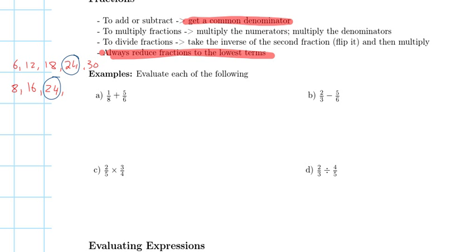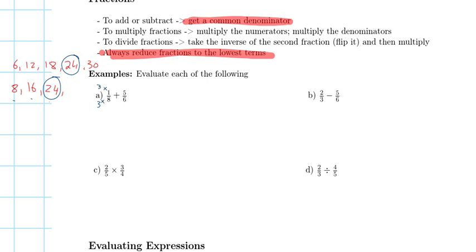Okay? So what do I multiply 8 by to give me 24? 3, right? It's 1, 2, 3. So I have to multiply the 8 by the 3. Anything I do to the denominator, I have to do to the numerator. So I have to multiply the numerator by 3.